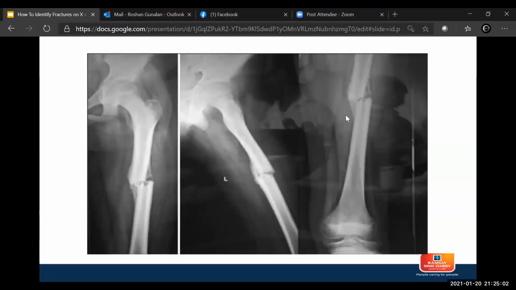Anyway, this is just a Google image. Sorry, I'm going too fast. This is just a Google image of that. But the main thing to understand is actually a step-by-step approach. Name of patient, date.